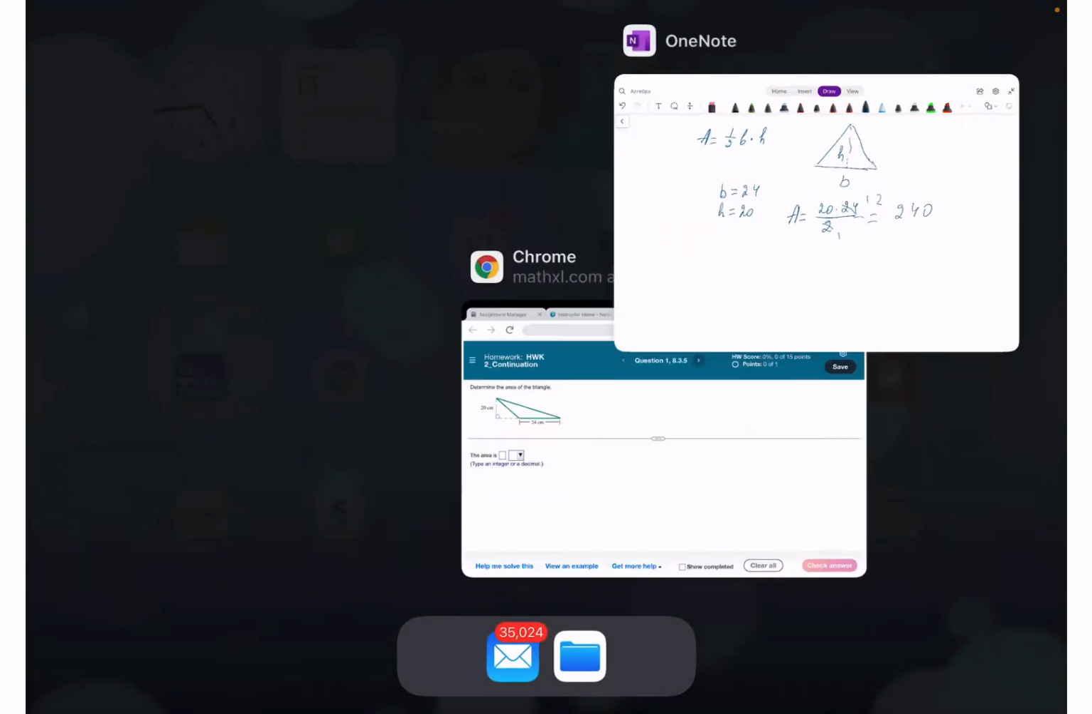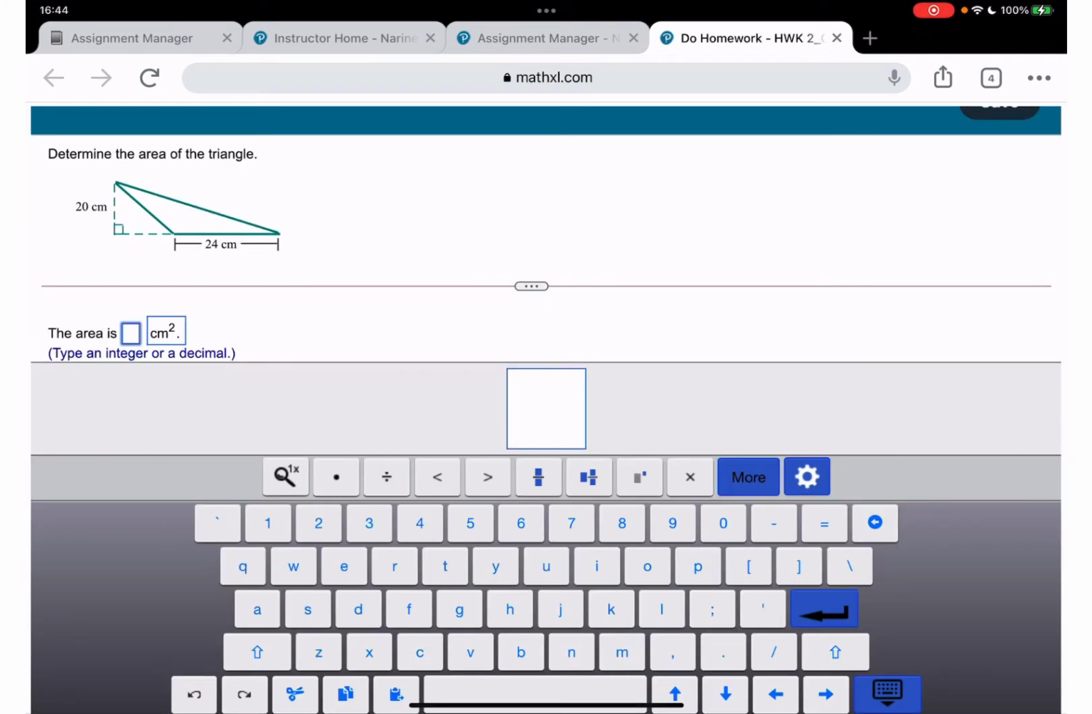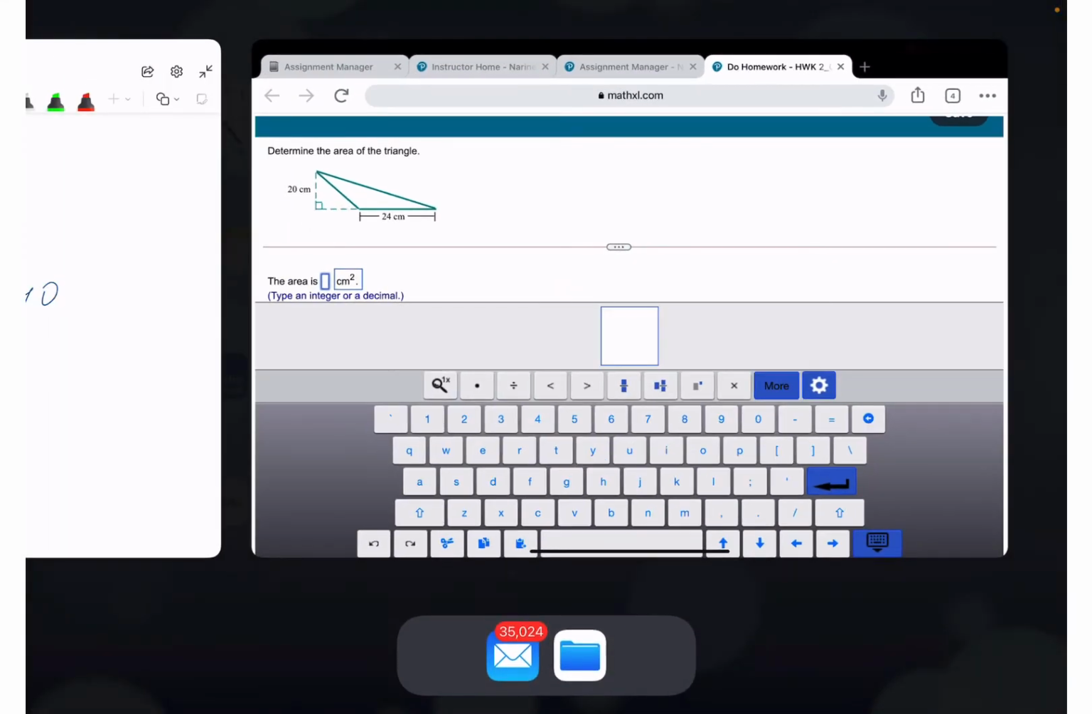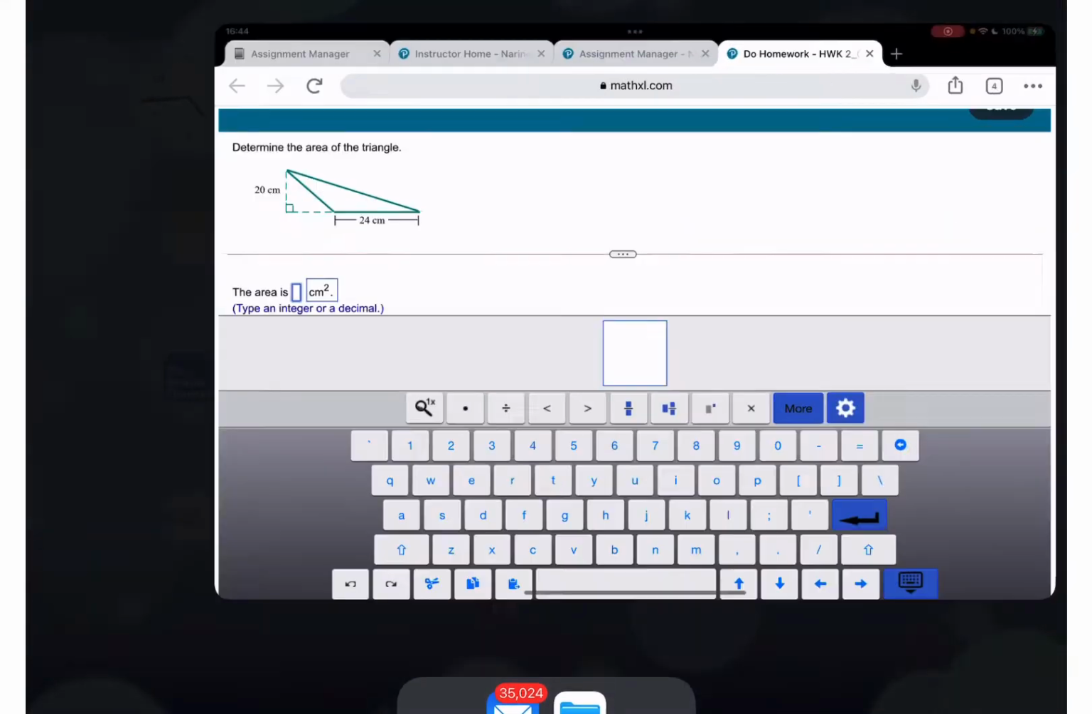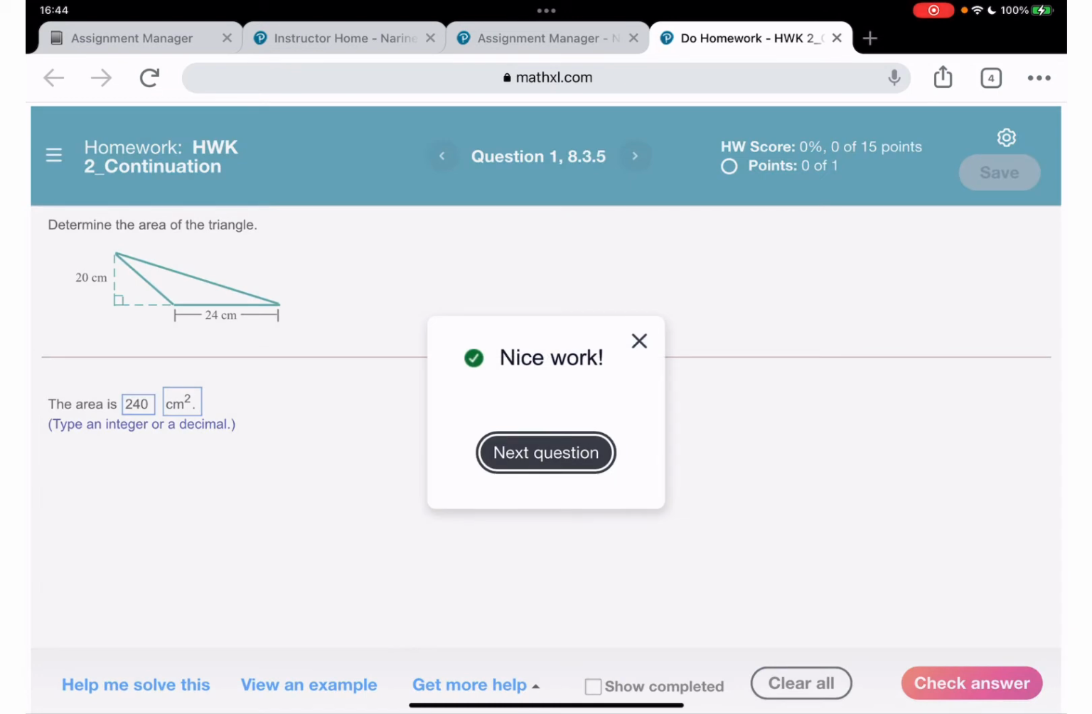What measurements do we have? Centimeters, because it's given in centimeters. So centimeters times centimeters, it's going to be centimeters squared. And we said, how much? 240. Okay. 240 centimeters squared. Nice work. Moving to the next one.